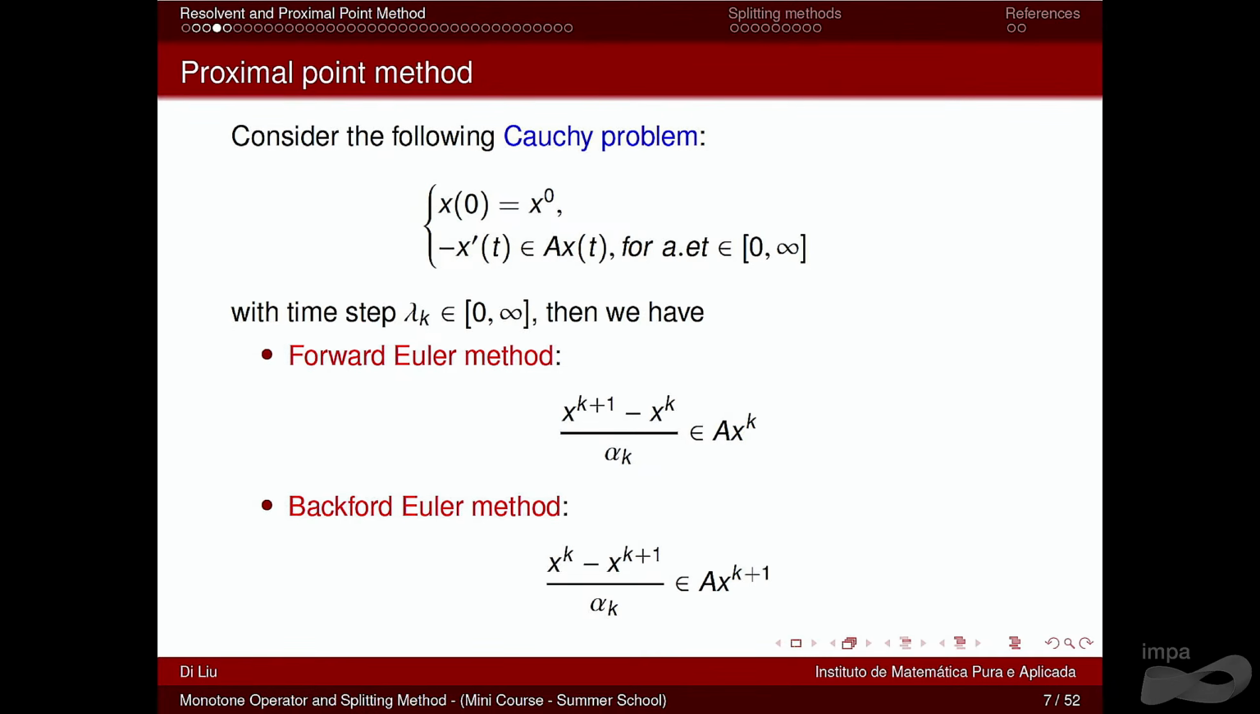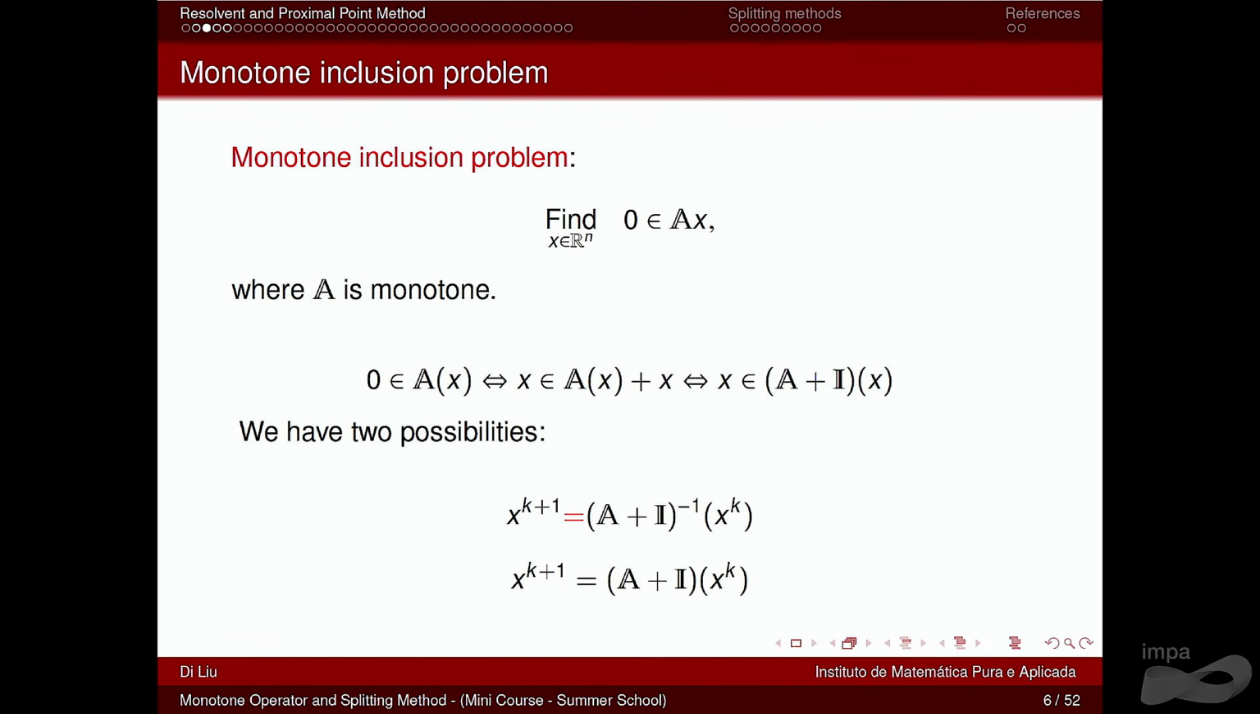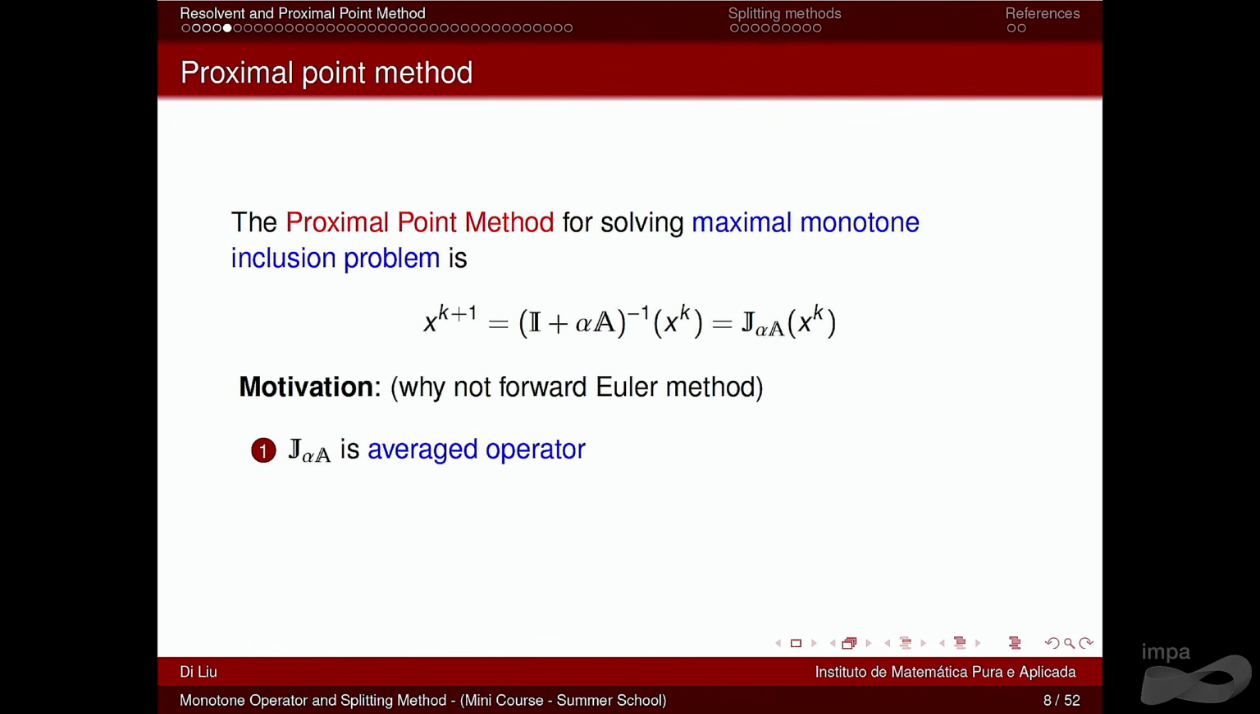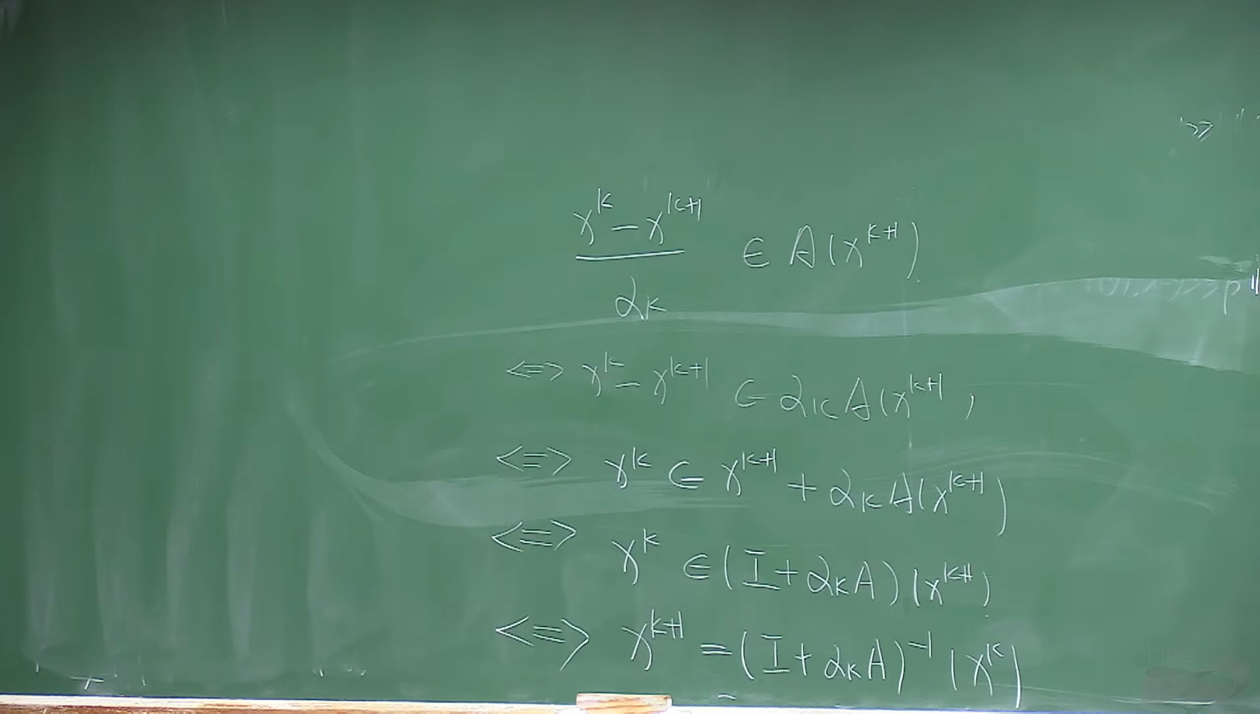Let's go back to the analysis here. By the equivalent statement here, we can think about two possibilities. First, use I plus alpha A. Another, use (I plus alpha A) inverse. But why did we choose the (I plus alpha A) inverse, not the original one? We have two motivations. Why not the forward Euler method? Because this is equivalent to the backward Euler method, as I analyzed there.